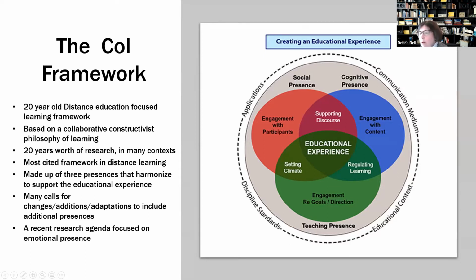So are you all familiar with the community of inquiry framework or model? You can just say in the chat if you are familiar with it, and that will help me decide how deep I go with the background.